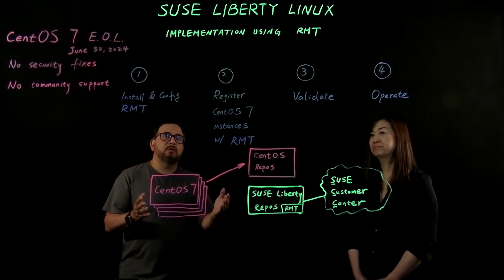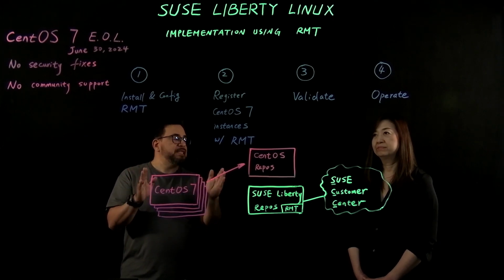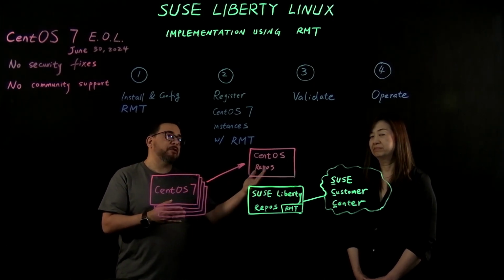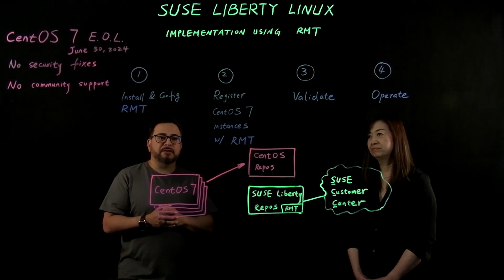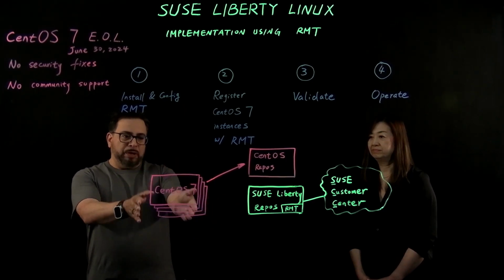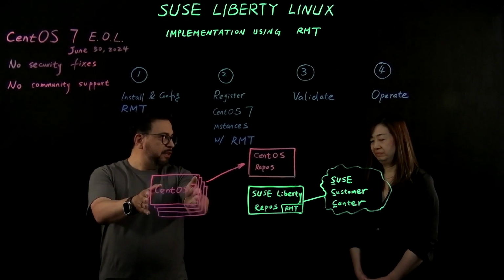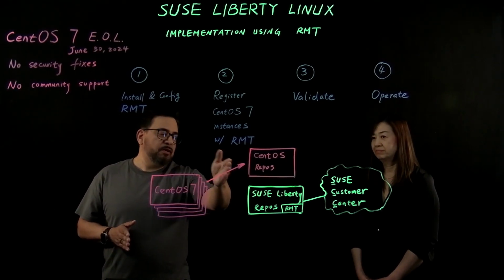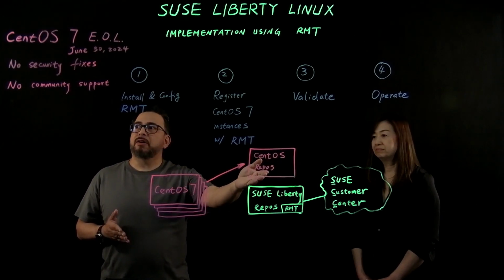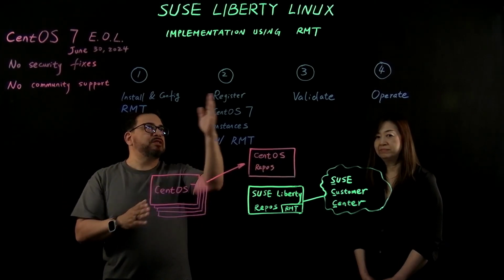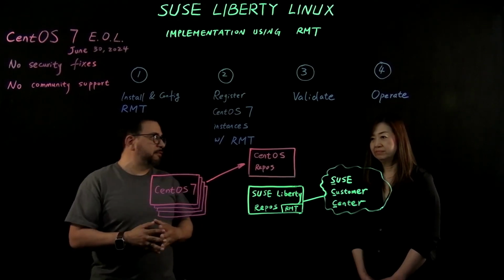In this video, we are going to cover the implementation using RMT, which is the repository mirroring tool that SUSE offers. Looking at this diagram, before I turn it over to you, Sherry, we are assuming these are CentOS 7 instances that are connected to CentOS 7 repos, which are no longer receiving security fixes. So how does SUSE Liberty Linux address this issue?